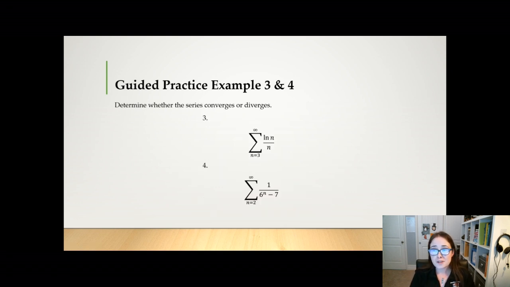And here's a couple more examples for you to try out. It's a good idea to try out both tests and see if one doesn't work. You don't want to get caught trying to use the comparison test and then not get the inequality right and not notice that it doesn't work. Okay, so keep that in mind as you give these a try.